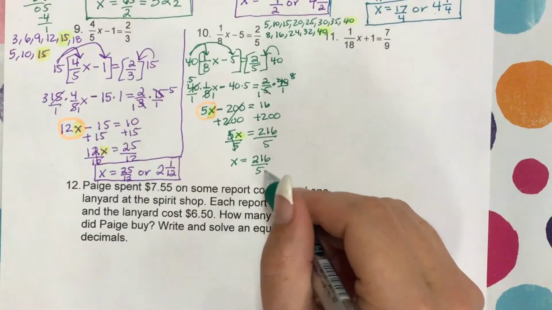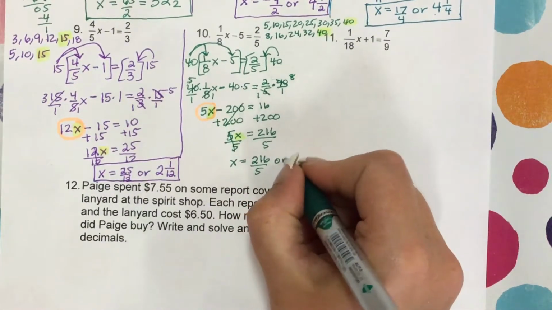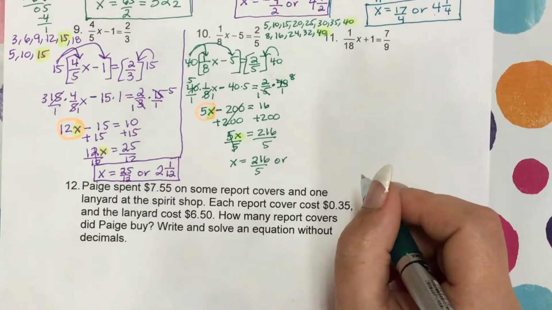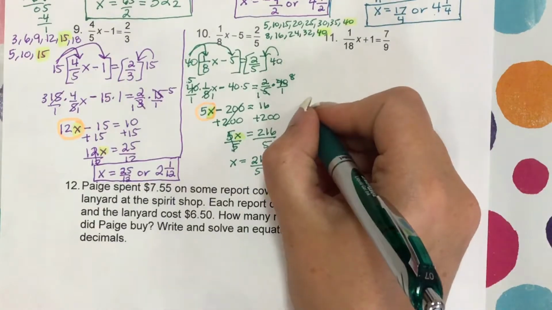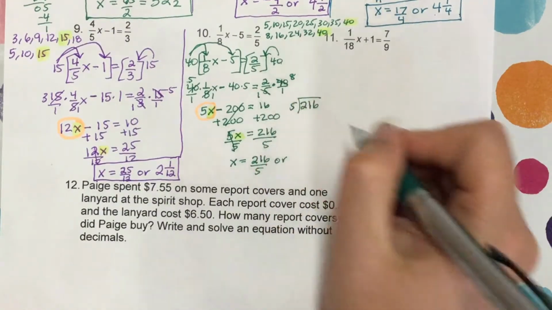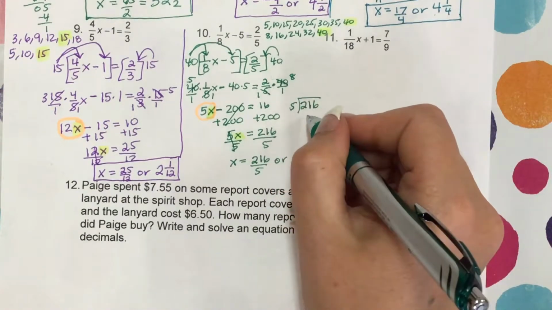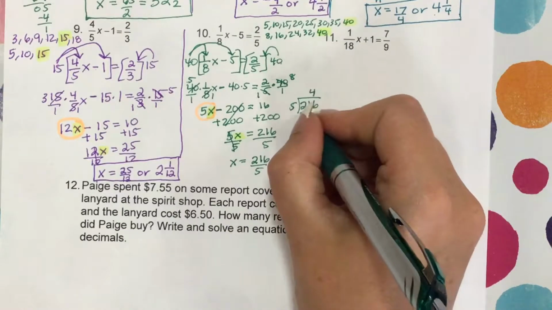Now, if I wanted to put this into a mixed number, which I do, I need to figure out how many times 5 goes into 216. So to do that, I'm going to have to do some long division. I'm going to do that right here. 216 divided by 5. 5 doesn't go into 2, but 5 does go into 21. It goes in 4 times. 4 times 5 is 20.